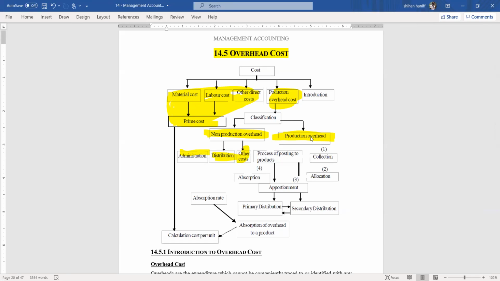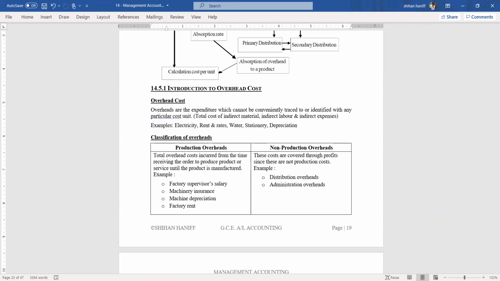So when you are adding the production overhead, there is a process. So this is not like manufacturing account. Here, in taking the production overhead, we have to allocate or absorb the overhead cost. So that is the process that we are going to study here. Right. So first, let me explain what is meant by overhead cost.